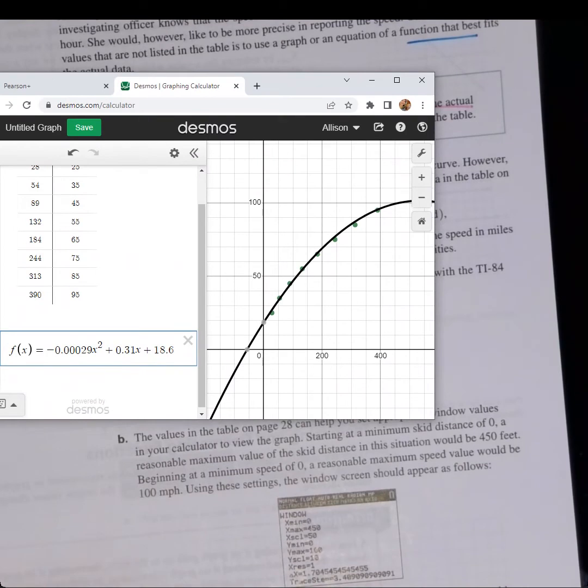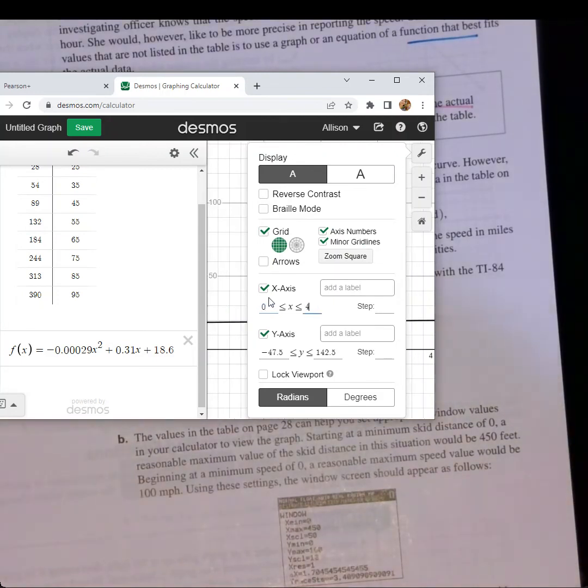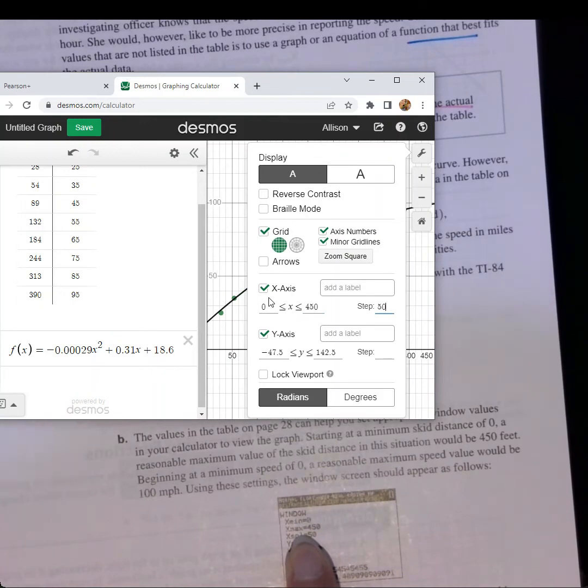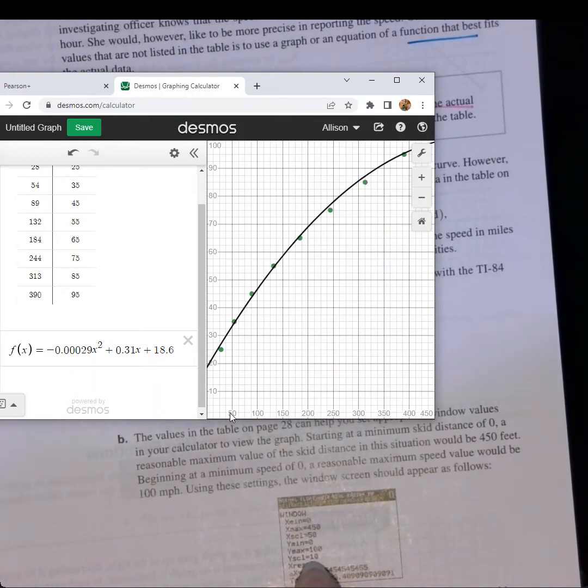Now, mine is already rescaled based on the table. But if I wanted to rescale to match their window, I can see that the x-min that they have chosen for me is 0. The x-max that they have chosen is 450. Even though they have given me this information in the table, they've got a step of 50. I can put the 50 in. It just rescales the x-axis in terms of what's labeled. And on the y-axis, the minimum is 0, the maximum is 100, and they've stepped it by 10. So you can see that when I put that step size in, it just changes the labels.